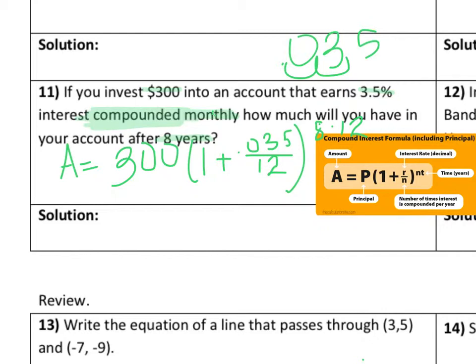Plug all that into your calculator, and you will get a final answer of $396.78, and that's how much money you should have in your account after your interest has been compounded.